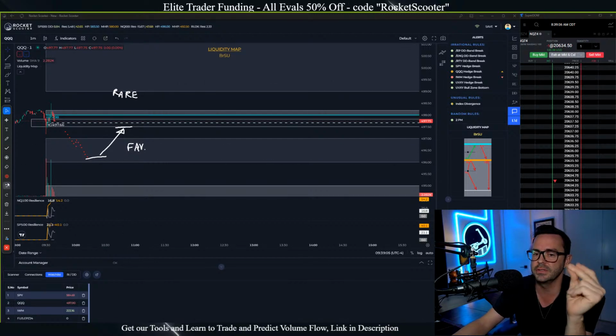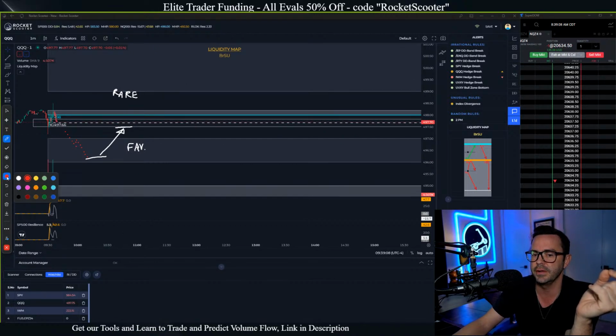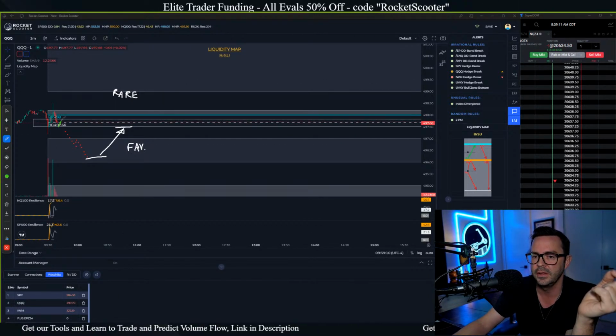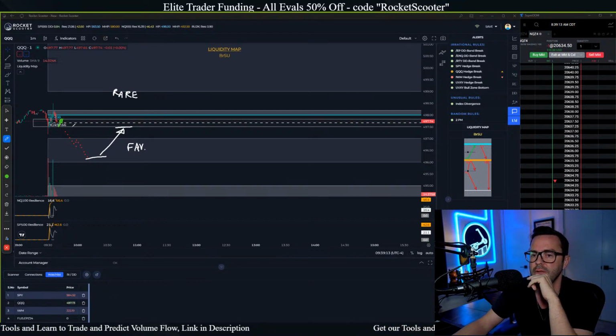Nasdaq resilience greater than 0, so there's going to be a little bit of resistance on the way down. There's not going to be a quick path to the downside. There's going to be a little bounce right there.